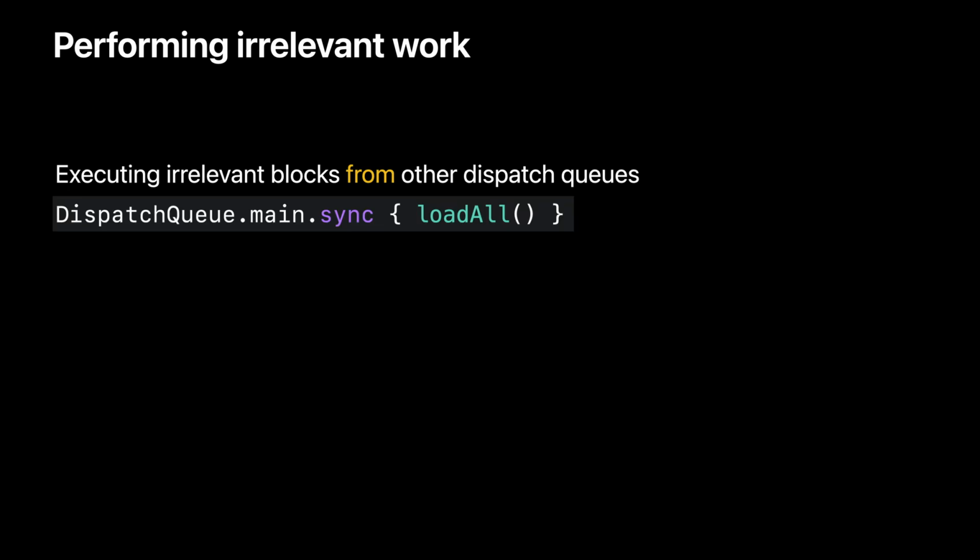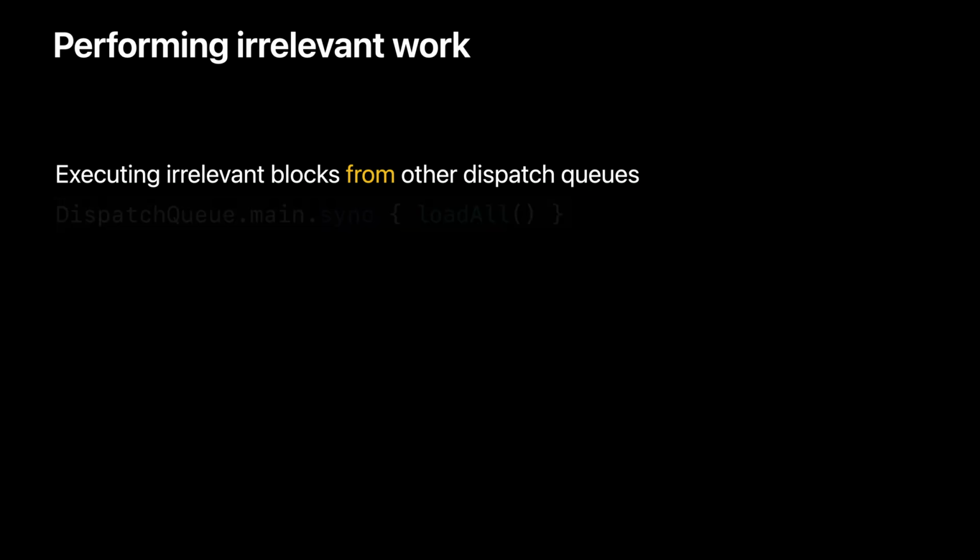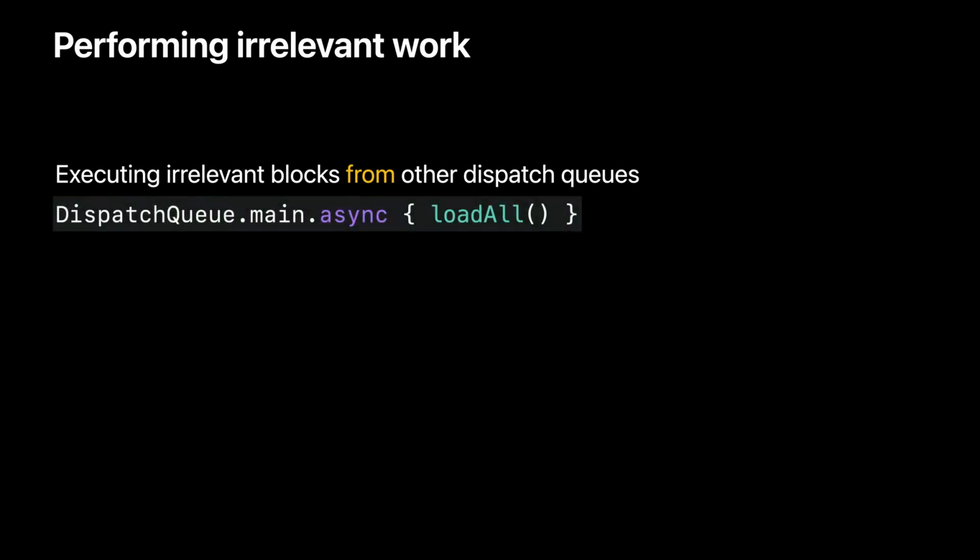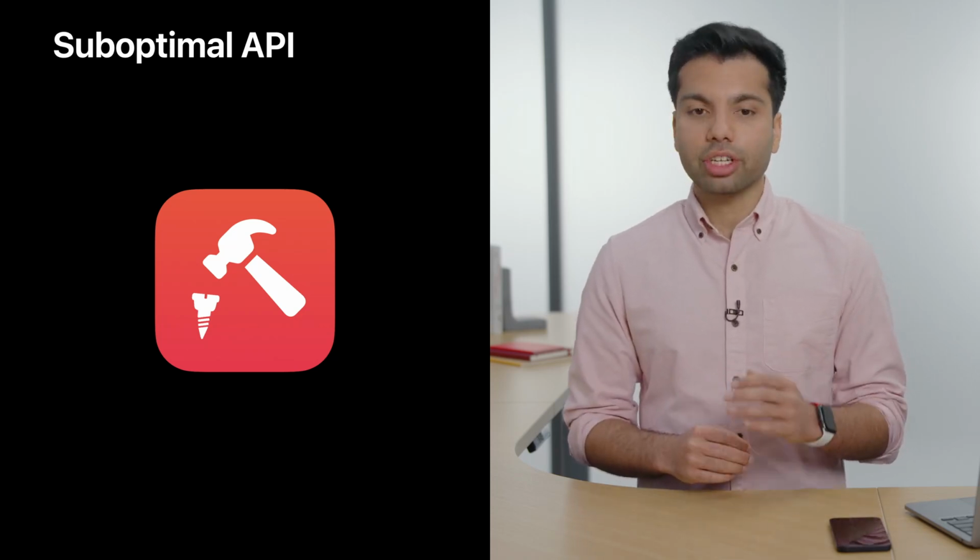Similarly, if a block is dispatched onto the main queue from another queue, that block has to execute on the main thread. This holds even if the block is enqueued via a dispatch async. One more cause for hangs is using suboptimal API. There are many ways to accomplish a task. Be sure to read API docs so you can use the best one for the task at hand.